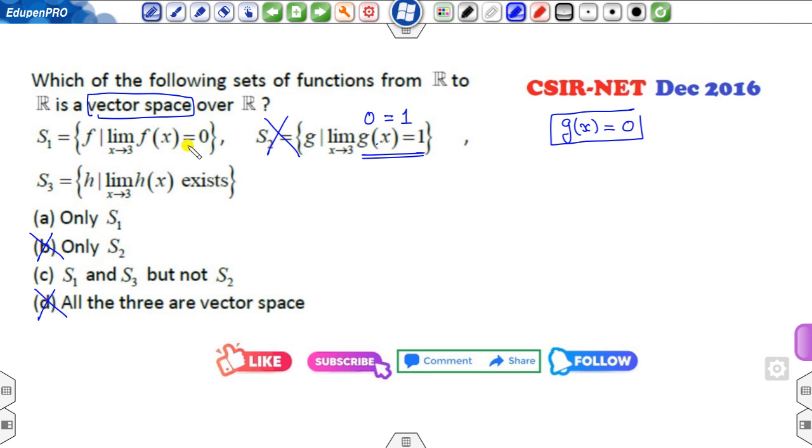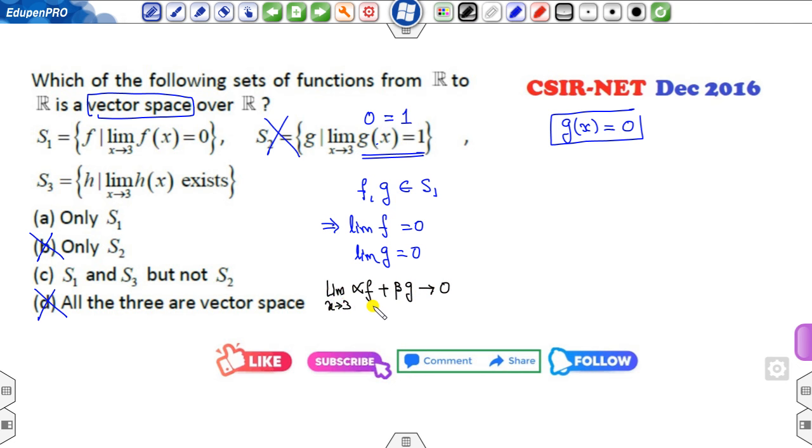Look at the first one: 0 is satisfied. Then if I choose any two functions f and g from S1, that means the limit of f is 0 and the limit of g is 0. Then our target is to find the limit of their combination. If it is also 0, then it is a subspace. Clearly, if I take the limit as x approaches 3, the limit of this is 0 and the limit of this is 0, so this goes to 0. So yes, this is a subspace.